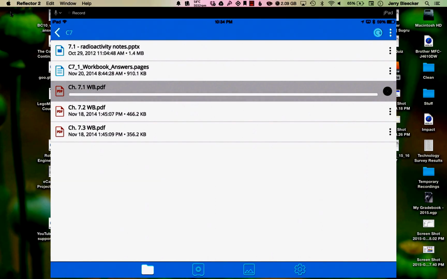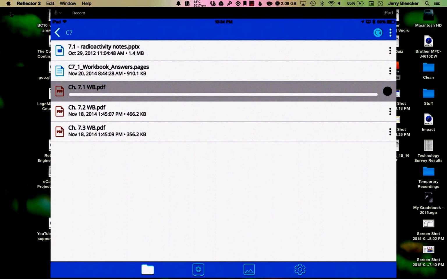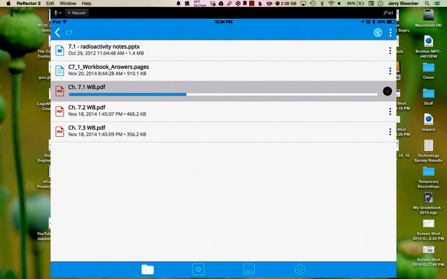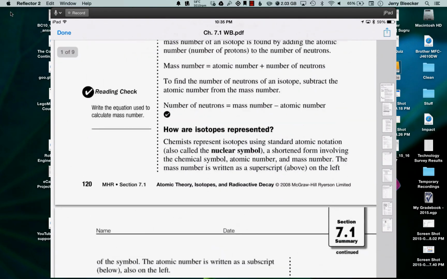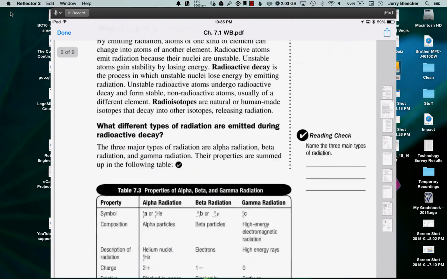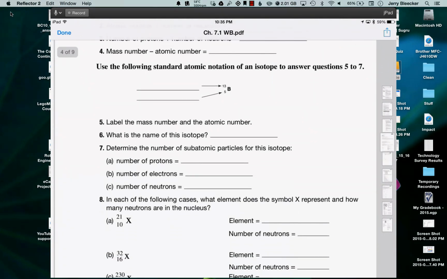So the 7.1 workbook. This is an app called Sync, by the way. You can think of it a bit like Dropbox, but it's a Canadian company. The 7.1 workbook is quite a bit to it, needless to say. Let me get to the working sections.